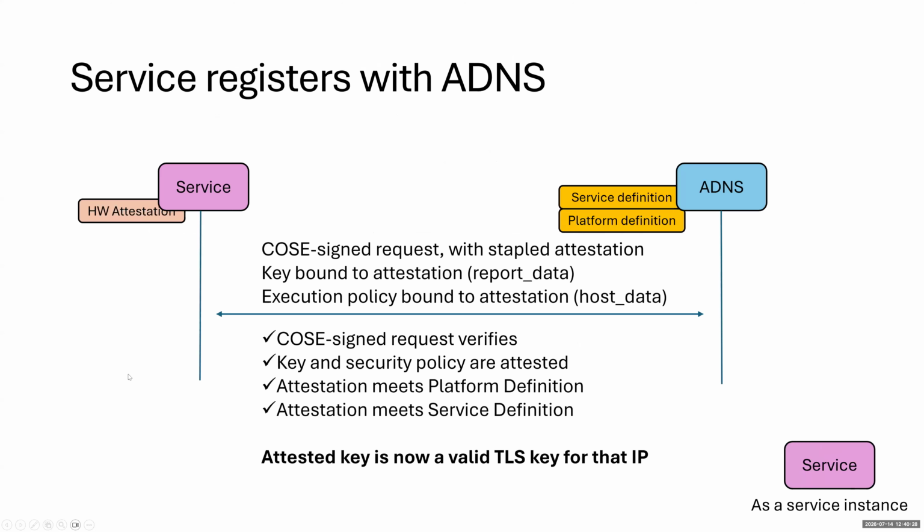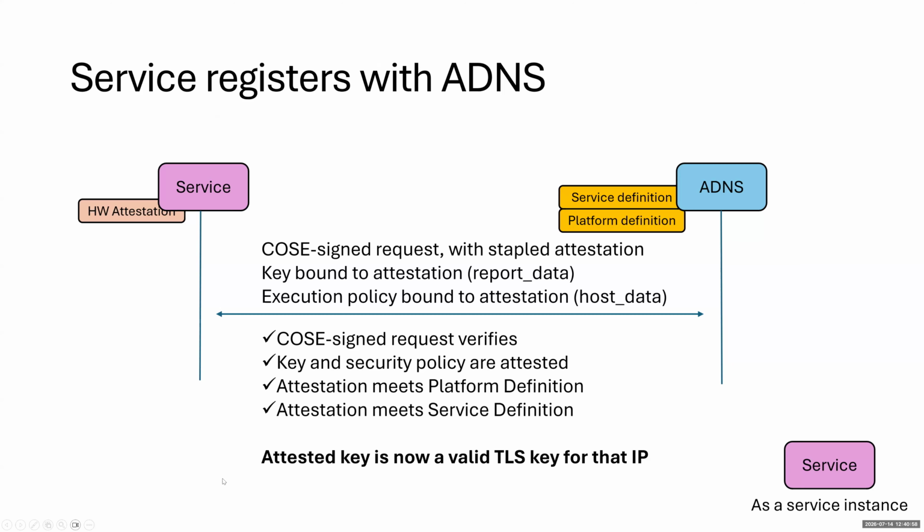So to register our service, the service will come up and it will send a code signing request with its attestation stapled to it. The key that's used to sign the request needs to be bound in the attestation. And there's a handshake there, and the ADNS server verifies things and says, yeah, okay, this is fine. I register this policy for the service under this name.